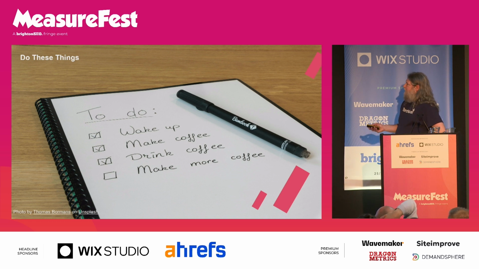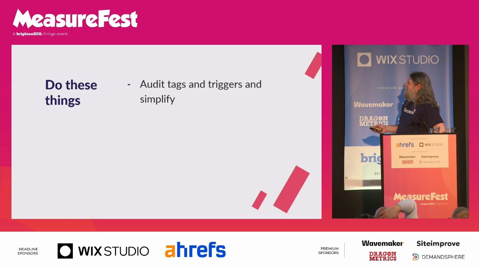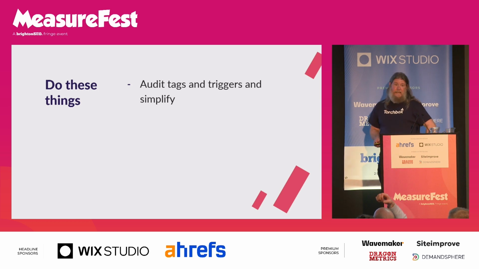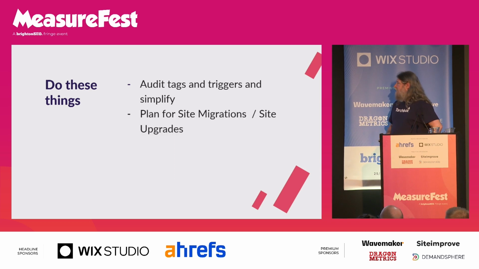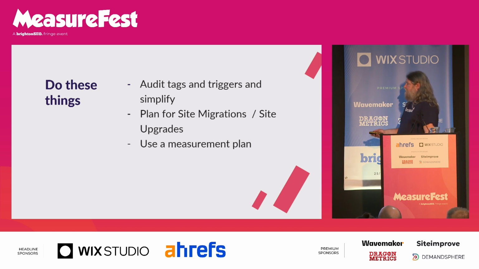So, right. Lastly, I've got a minute left. So do these things. Audit the tags and triggers and simplify the container. We really want it to be as small as possible. Plan for site migrations and site upgrades, because if you don't, your tracking will break. Another good example, download functionality completely changed between a site redesign, and because of that, all of the downloads tracking failed. So if you're not there for site migrations, then that's the kind of stuff that's going to happen. And finally, use a measurement plan, because that's how we really can get great value out of our trend data.